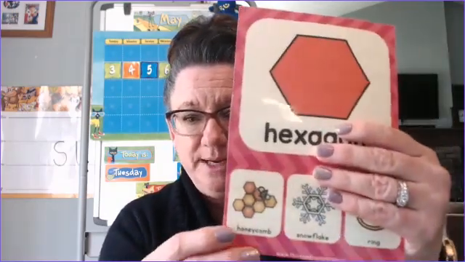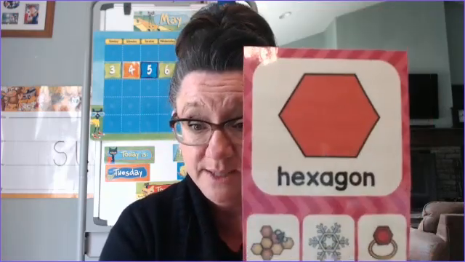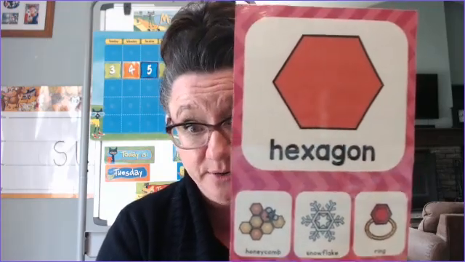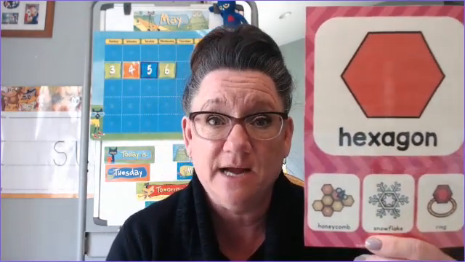Let's see what around your house might be a hexagon. So a honeycomb is a hexagon shape. A snowflake, you might not know that, but it's a hexagon shape. And sometimes jewelry can be a hexagon. So a shape with 6 sides is a hexagon. Look around your house and see what you can come up with.